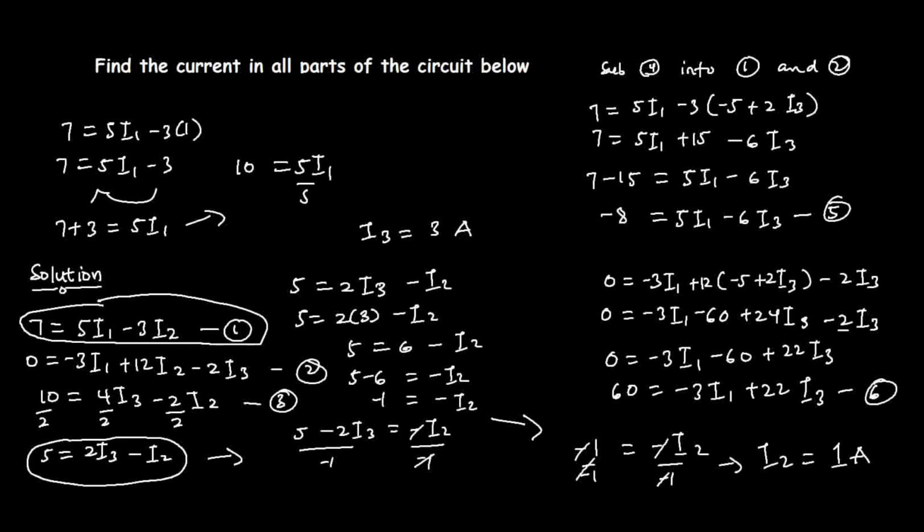So we divide both sides by 5. This 5 will cancel out this 5, and 5 will go into 10 two times. Therefore I1 is equal to 2 amperes. So we have I1 to be 2 amperes, I2 to be 1 ampere, and I3 to be 3 amperes. That's all for this session.